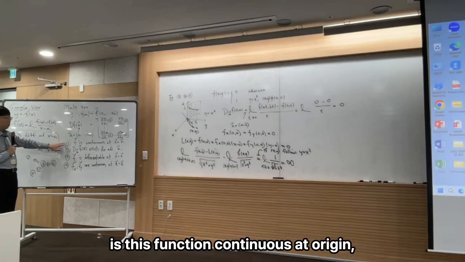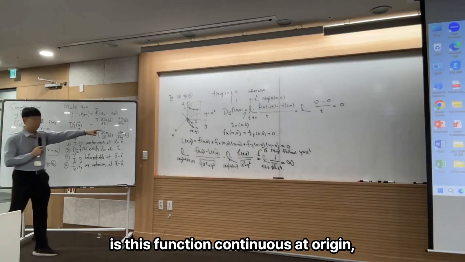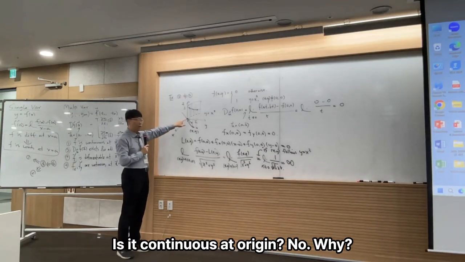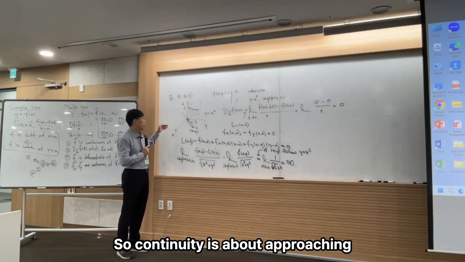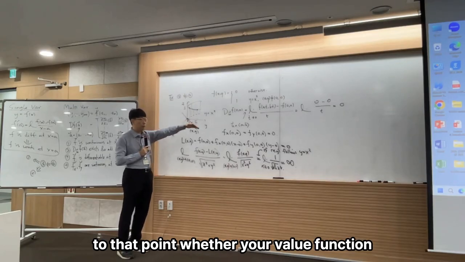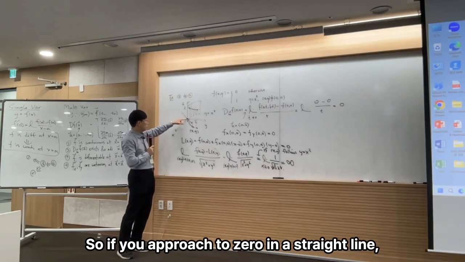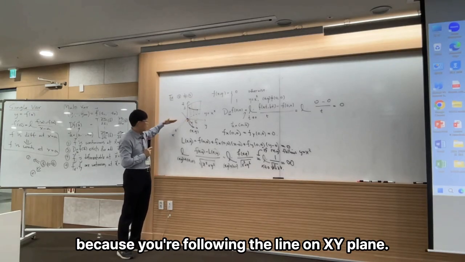Is this function continuous at the origin? Is this first one satisfied for this case? Is it continuous at the origin? No. Why? Continuity is about approaching that point, whether your value of the function is approaching the same value. So if you approach 0 in a straight line, you always get 0 because you're following the line on the xy plane.